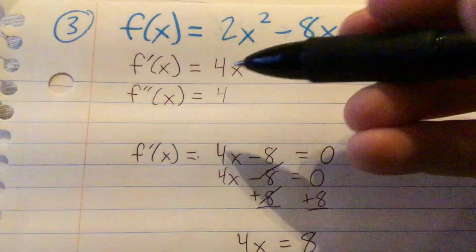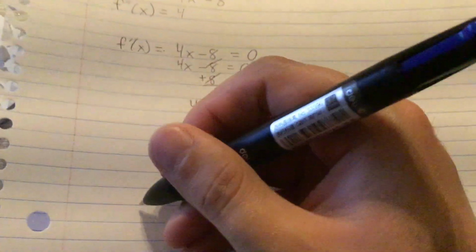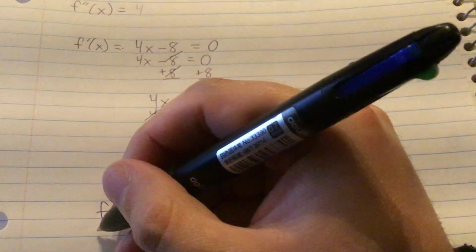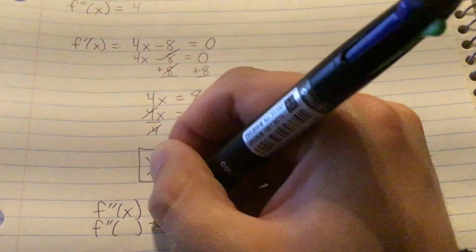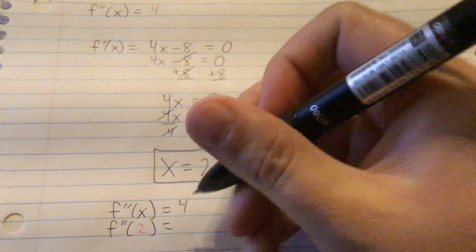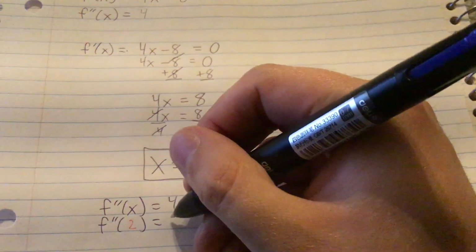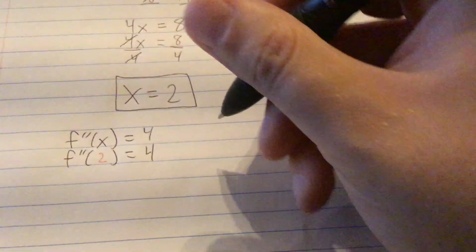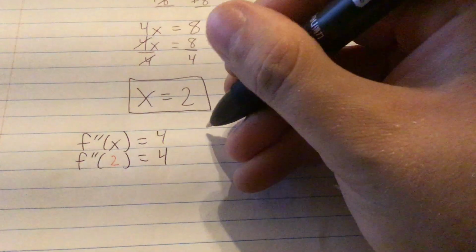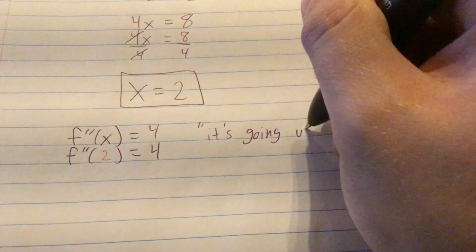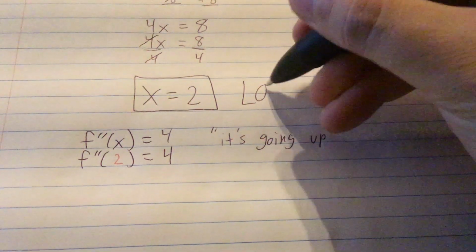Now I'm going to use the second derivative test. So now that I know that f double prime of x is equal to 4, and just for the sake of doing the work, I'm going to plug in x equals 2. So there's nothing to plug in, so the function is still constant, so therefore, because the acceleration is positive, that tells me that once it reaches its critical point, it's gonna go up. It's going up. I'm yelling local minimum.